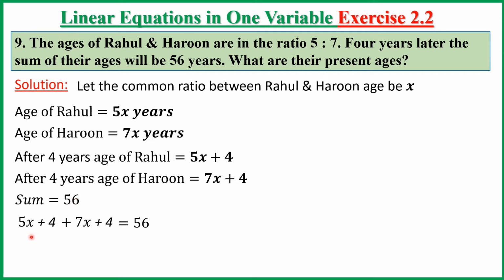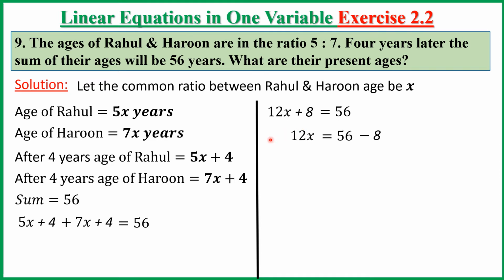The sum of Rahul and Harun's age equals 56 after 4 years. So here 5x and 7x, when added together, will give 12x, and 4 plus 4 is 8. So 12x plus 8 equals 56. When we transpose 8 to our right hand side, it becomes 12x equals 56 minus 8. So 12x equals 56 minus 8, which is 48.